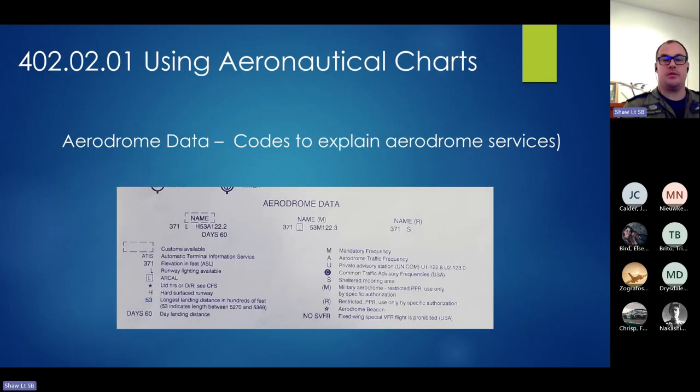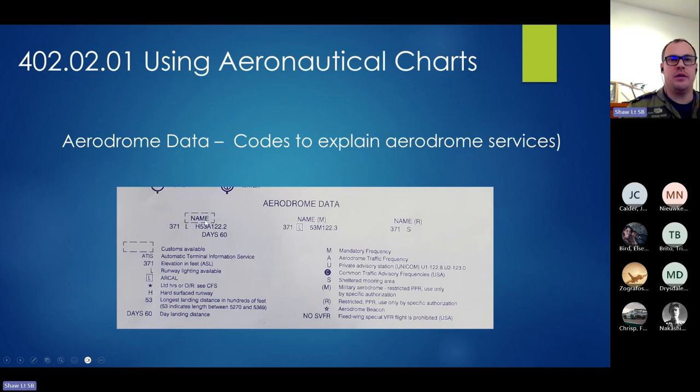Okay, aerodrome data. You can see at the top left, we've got a little hash mark box around the name. We've got a bunch of letters and numbers, days 60, a name with M, a box with an L. I've got all kinds of funky stuff on there, and this breaks it down for us. So the dashed box means that there's customs available at that airport. ATIS means that it's got the automatic terminal information service. That's a frequency that you tune up that gives you the weather. It'll tell you what runway they're using for arrivals and what runway they're using for departures, things like that.